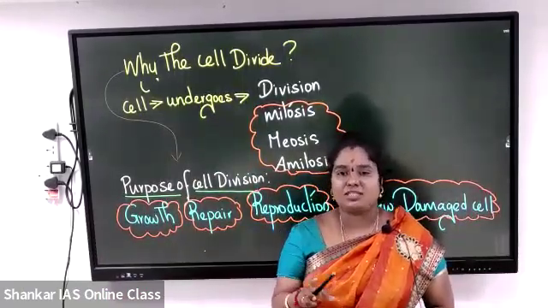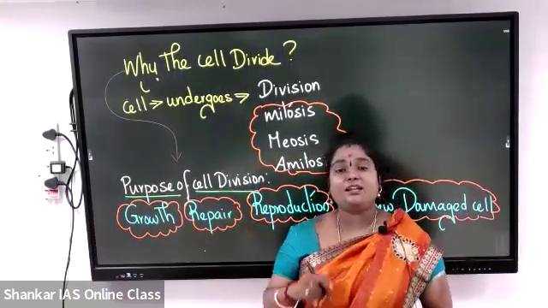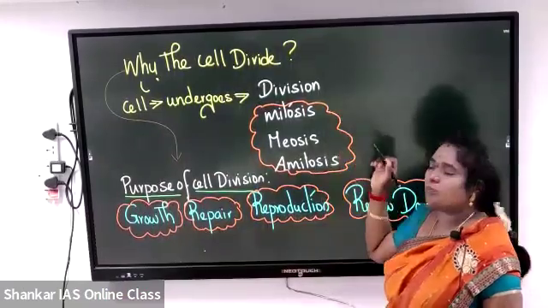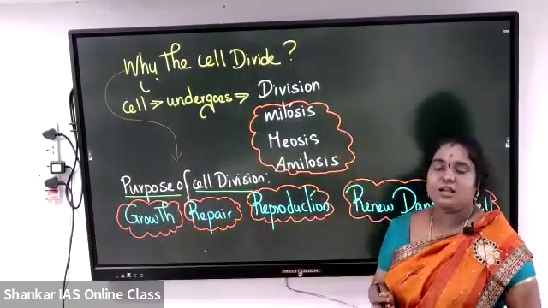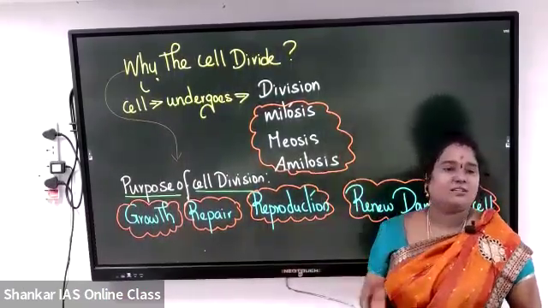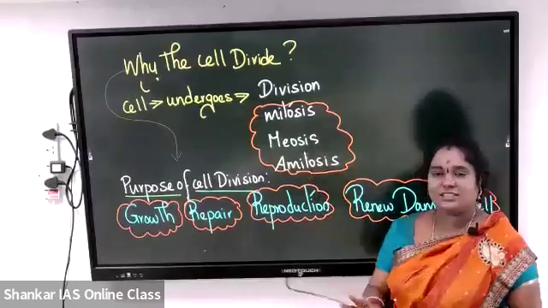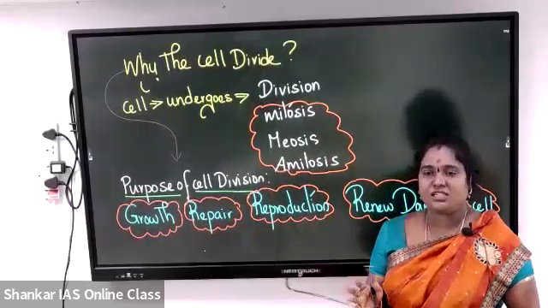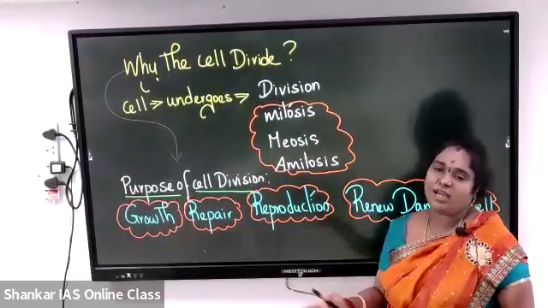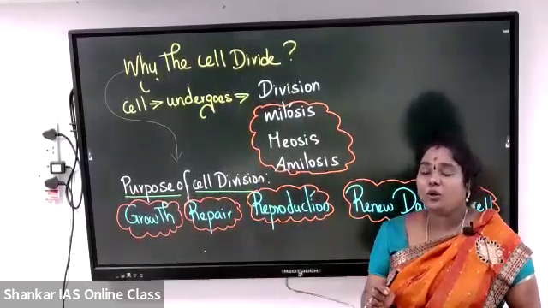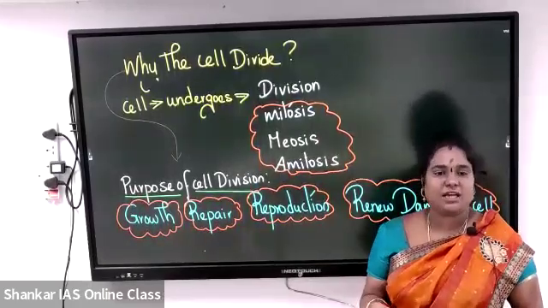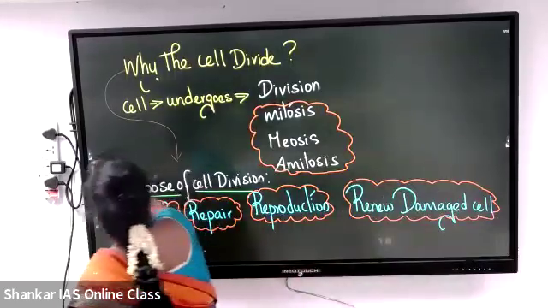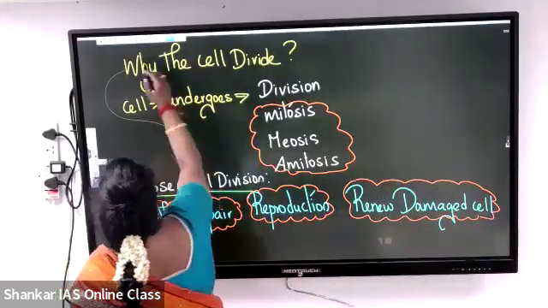But apart from this purpose, there are different types of division that occur inside the cell. That is mitosis, meiosis and amitosis. But the question is, why does the cell divide? So these two are not the answer to the question. We have learned in this slide the types of cell division and the purpose behind cell division, but we don't know the real justification behind the division of a cell. Now we'll see in detail what the reason behind the division of a cell is.